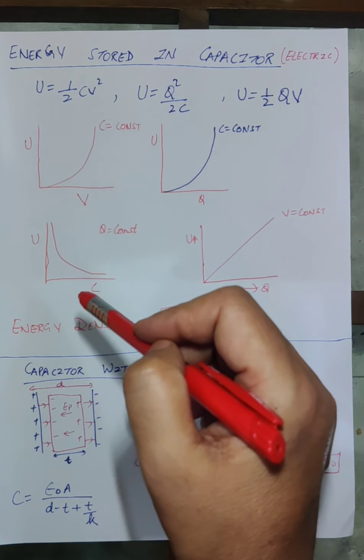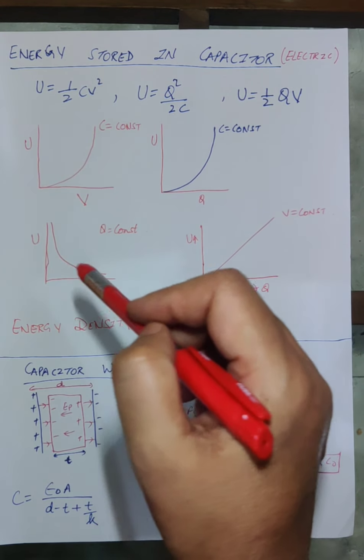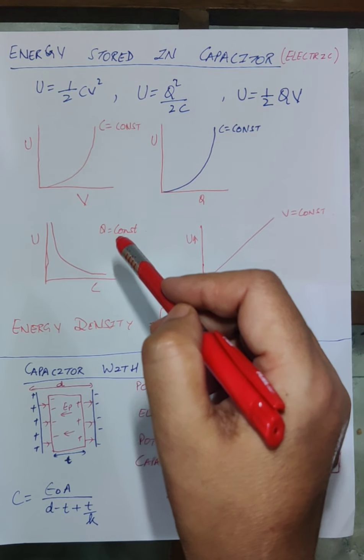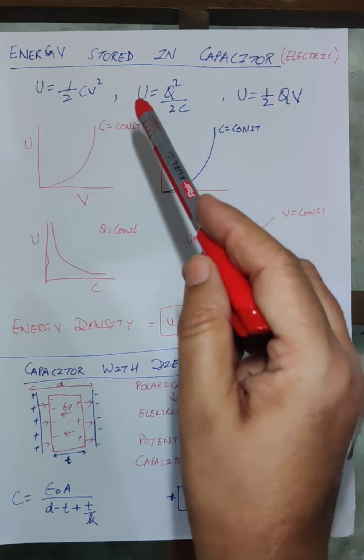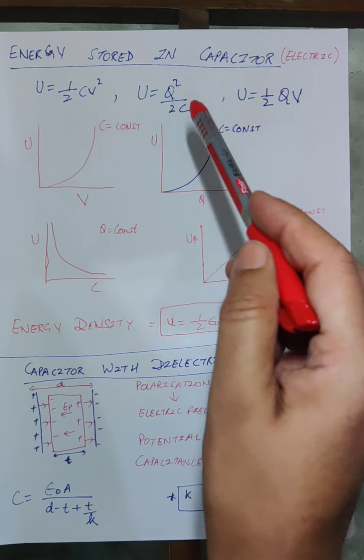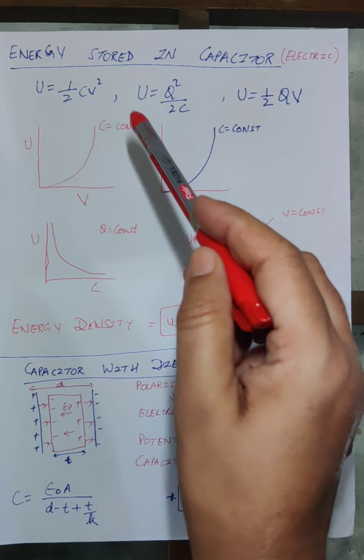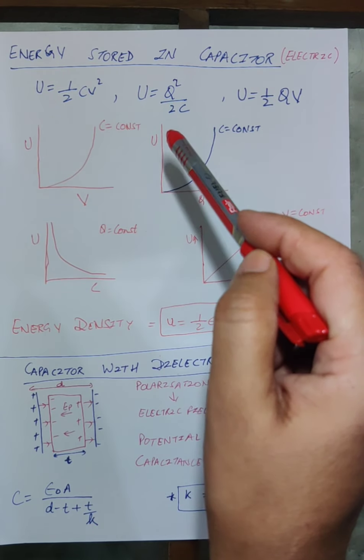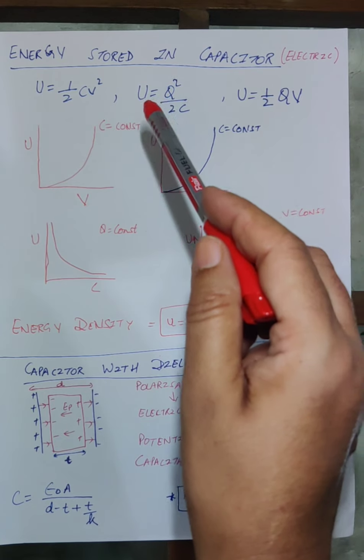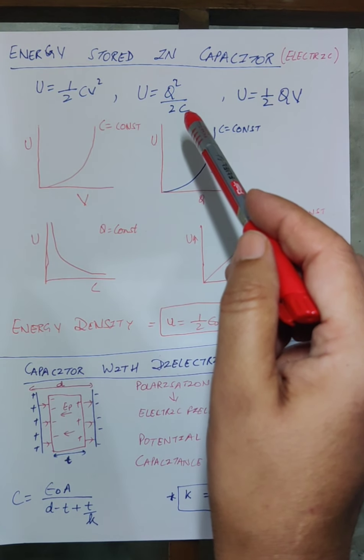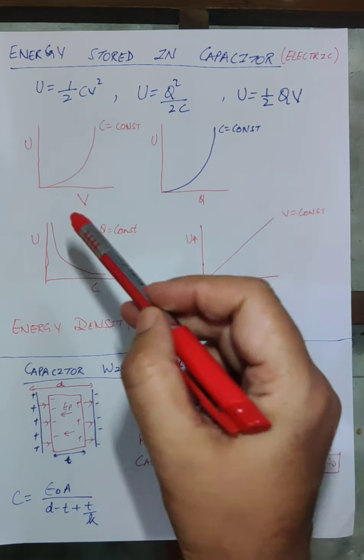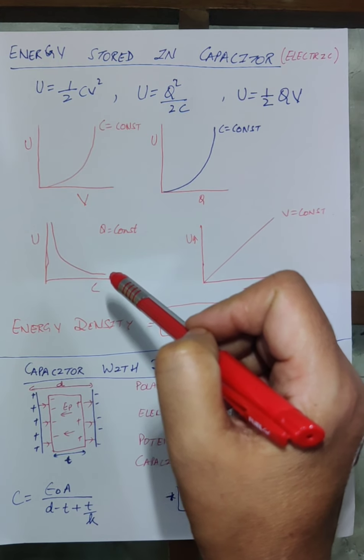The next is you have to plot a graph between U and C keeping Q constant. If you use U and C keeping Q constant, you have to use this relation, U is equal to Q square by 2C. As Q is constant, you can see that U is inversely proportional to C. So your graph will be like this.